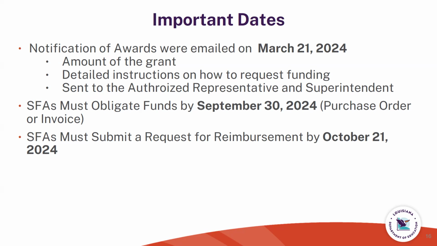SFAs that have been awarded must obligate funds by September 30th of 2024, which means you need to submit a purchase order or invoice. And SFAs must submit a request for reimbursement in the CNP system by October 21st, 2024. Although there are different due dates for those, if possible, please submit both the purchase order or invoice and the request for reimbursement at the same time, because we cannot process for payment until we receive both.